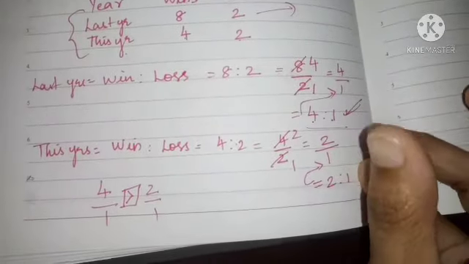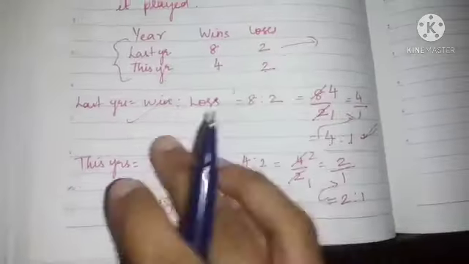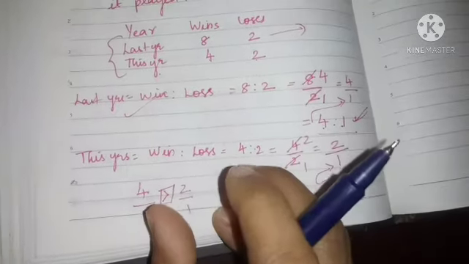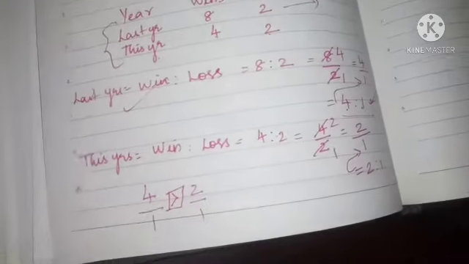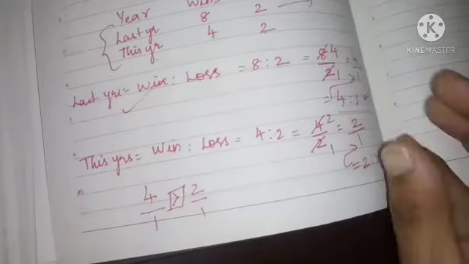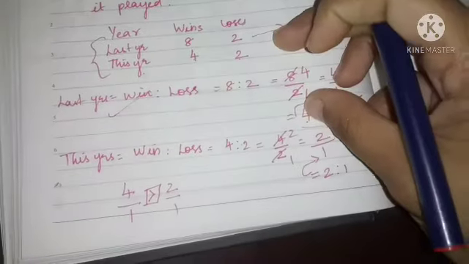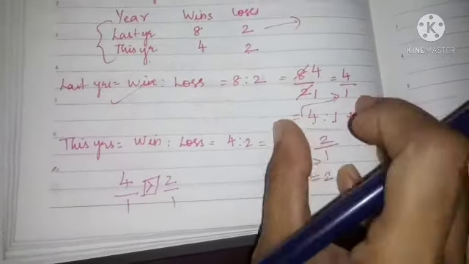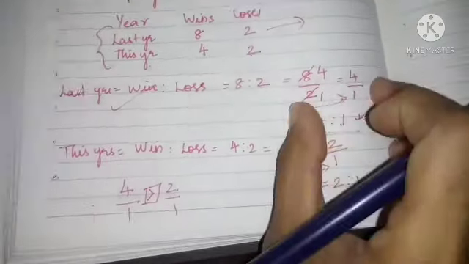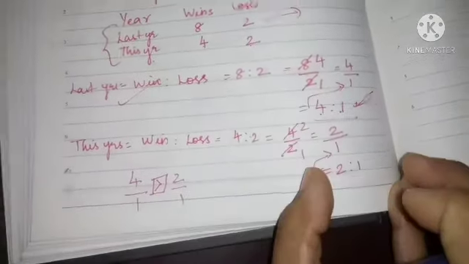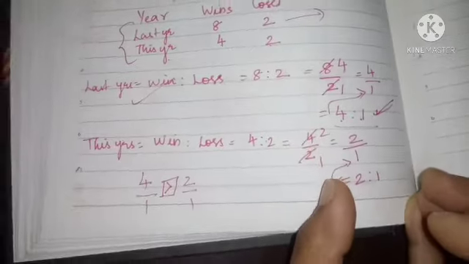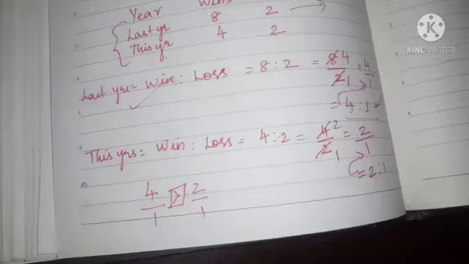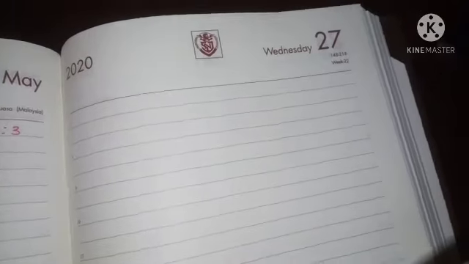So we can say that last year's performance is better when compared to this year, because last year's ratio is greater when we compare last year's and this year's ratio. That is why we are saying last year's performance is better. Understood? Next is proportion.